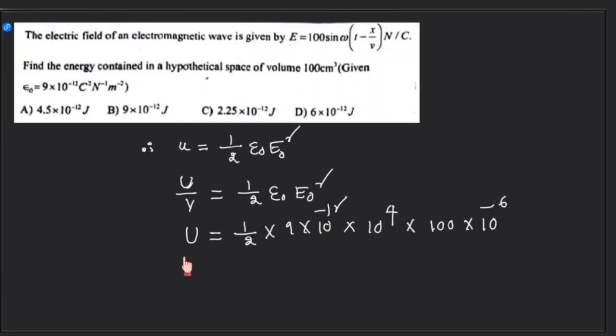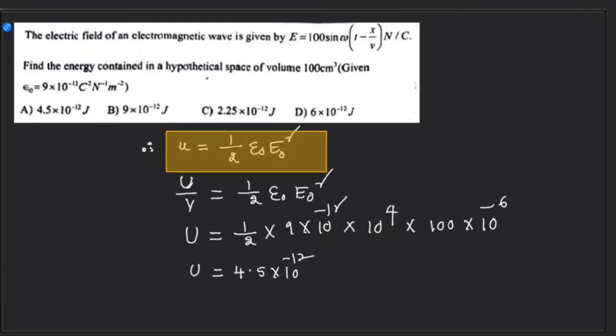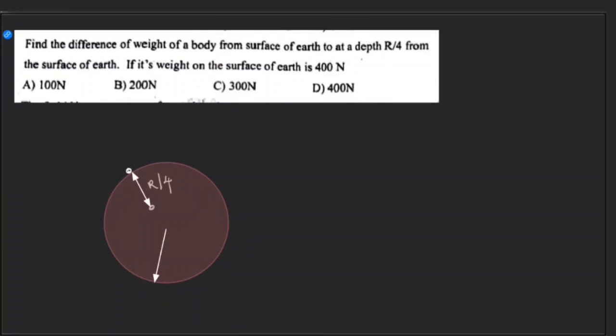So please do this calculation. You will get the answer as this U is equal to 4.5 into 10 power minus 12. That is the answer for this question. If you do that calculation, you will get that answer, right? Clear? So that is the answer for this.